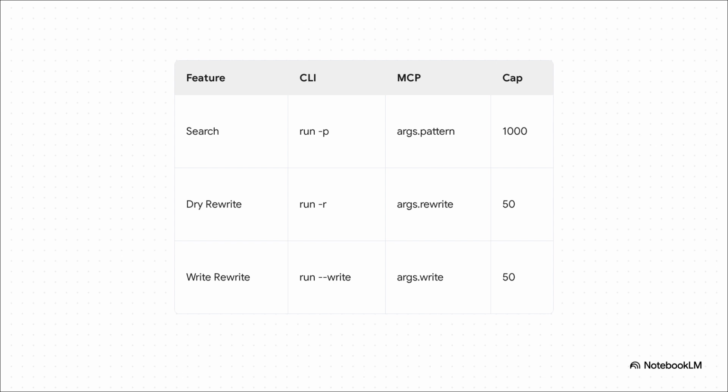I mean, if you're giving an AI agent the power to rewrite your code, you need serious guardrails. The MCP implementation restricts searches to 1,000 matches and restricts rewrites to a maximum of 50 files. This completely protects your codebase from a runaway agent just deciding to rewrite your entire repository in one go.